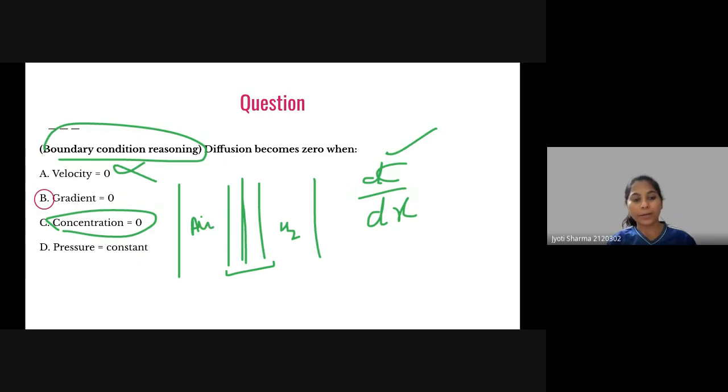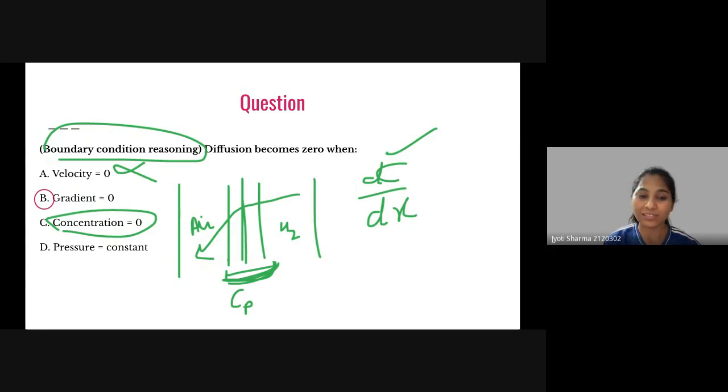Okay, so here, whenever some chemical is moving from here to here to here, this is not the concentration. In these boundary conditions, we mostly talk about the chemical potential, but we do not talk about the concentration, because concentration will always be different, since we are talking about different phases. So that's how C answer can't be the right one. That's why we are relying on the B answer.